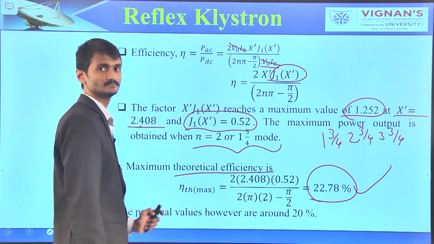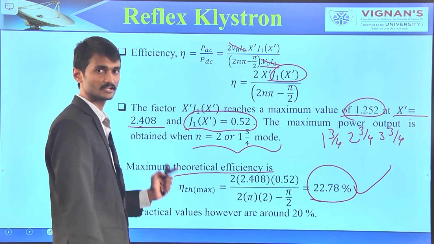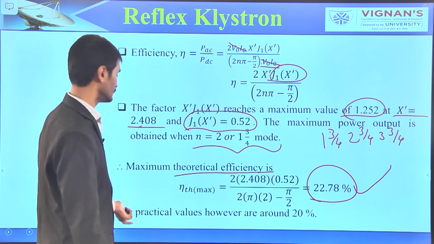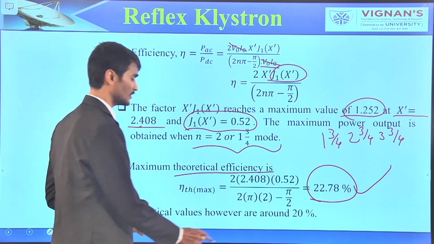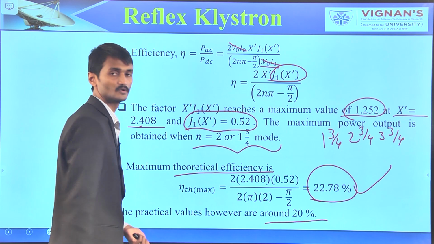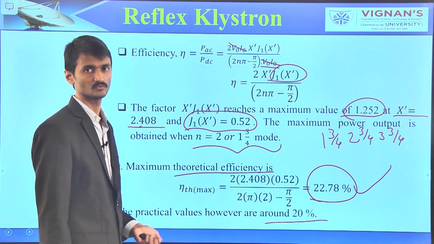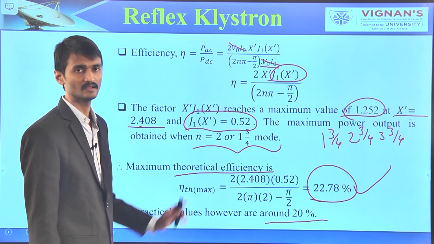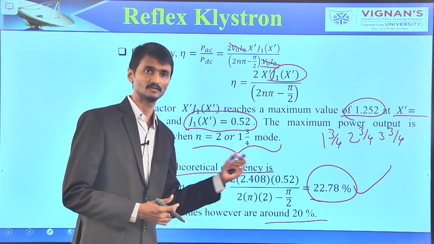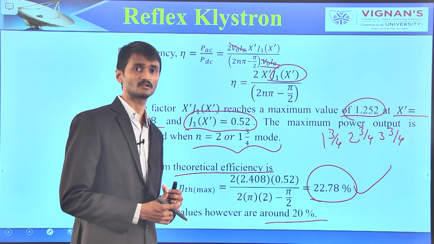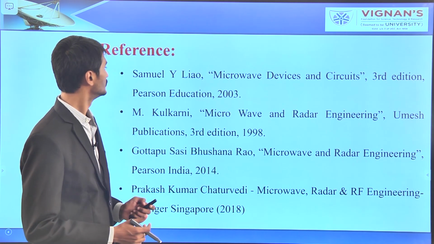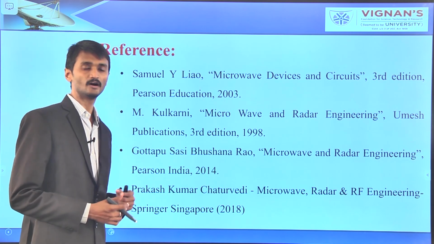Please remember, the maximum theoretical efficiency for the reflex Klystron is 22.78%, whereas the practical values are around 20%. So maximum theoretical is 22.78. This is the efficiency expression for the reflex Klystron oscillator. These are the references followed for this lecture.